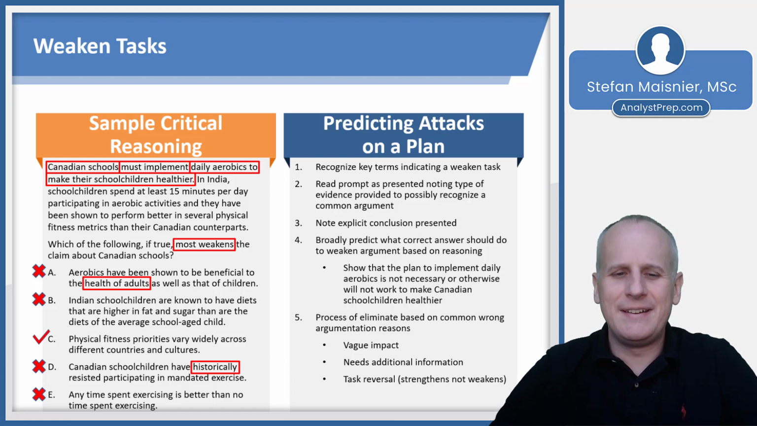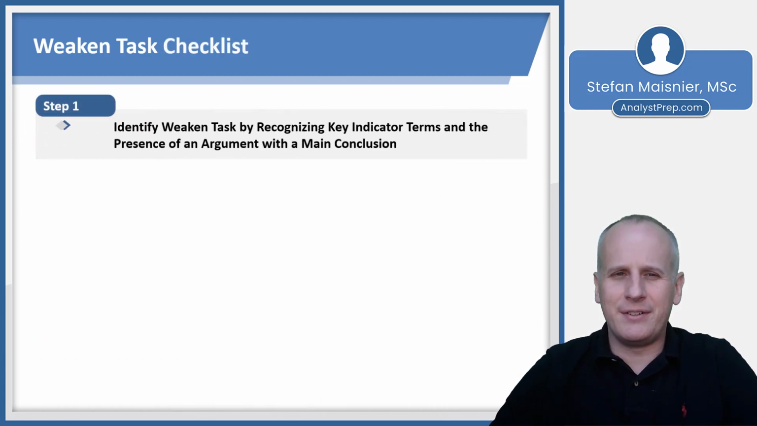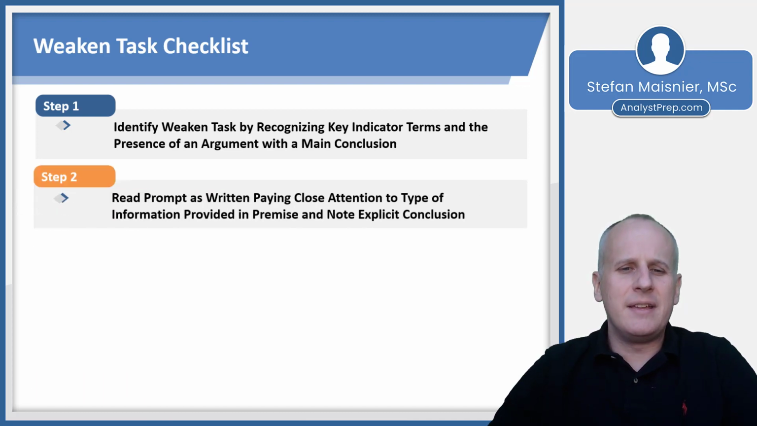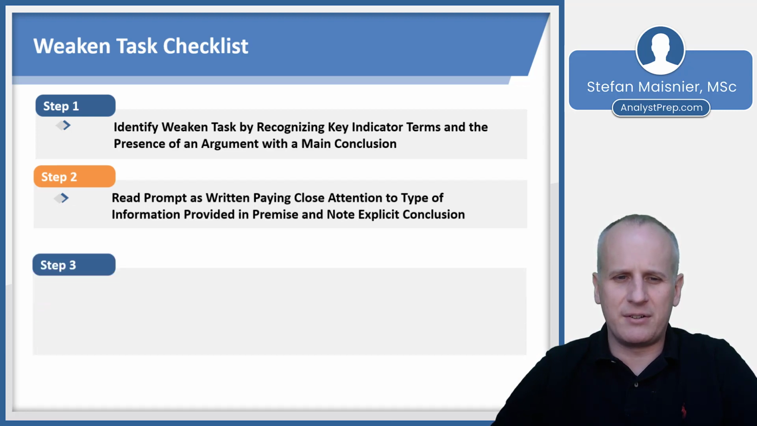So then let's talk about our checklist for how to address these weaken tasks. First, identify the weaken task by identifying the key indicator terms and recognizing that there is an argument with a main conclusion as referenced by that task. Then read the prompt as written, paying close attention to the type of information provided in the premise, and as always, note the explicit conclusion.